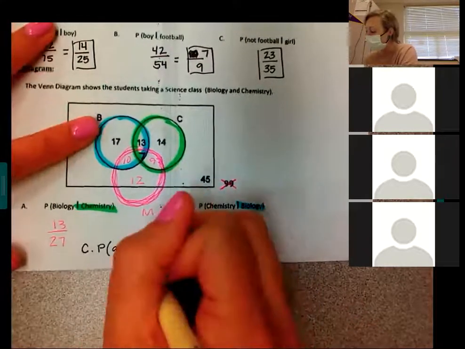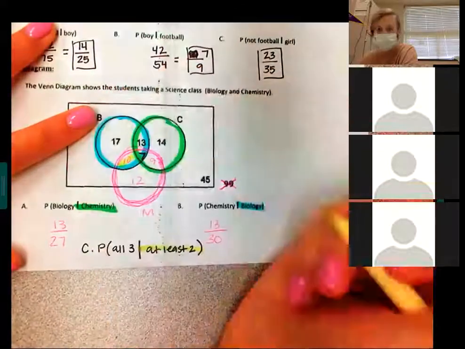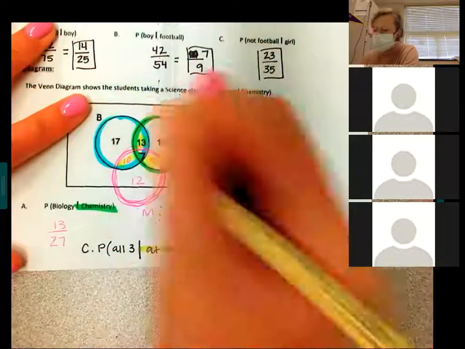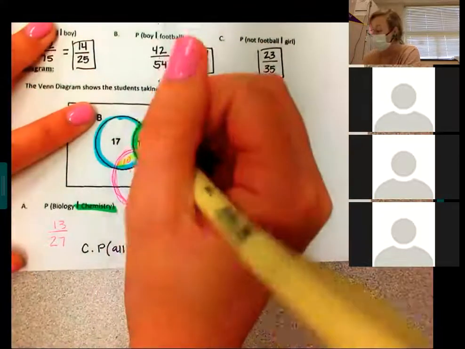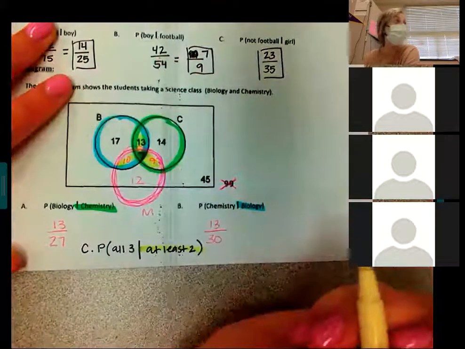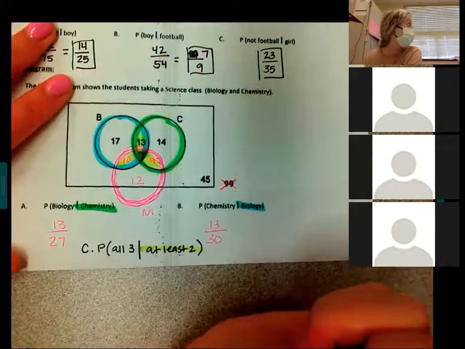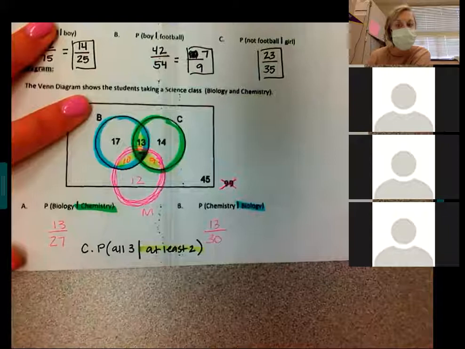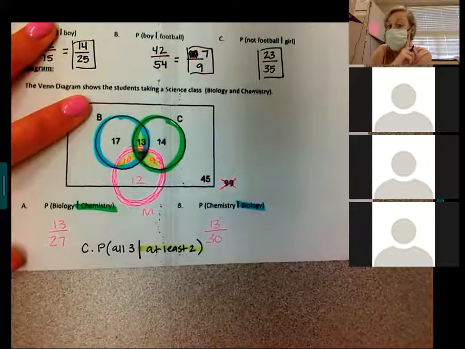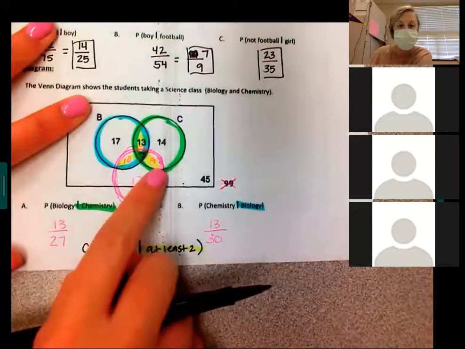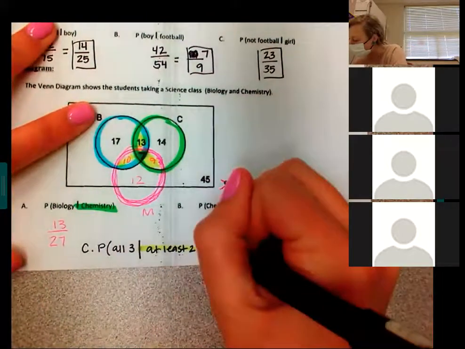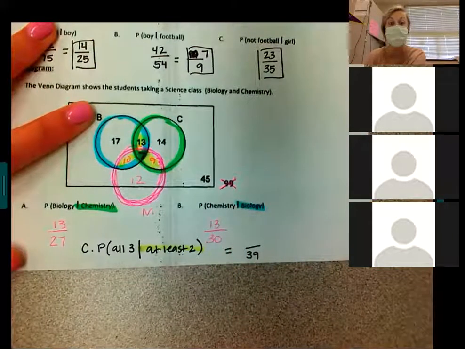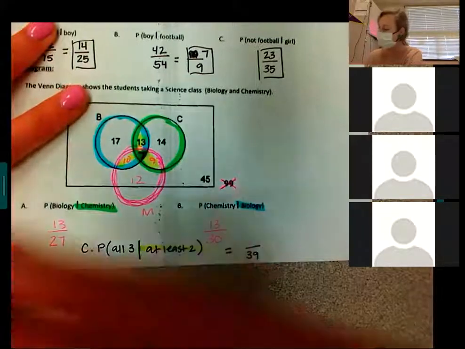The people who take at least 2 classes, these 10 take at least 2. These 13 take at least 2. These 9 take at least 2, right? But also these ones in the middle, they take at least 2. At least means 2 or more, right? So they take all 3. So my at least 2 should be out of what? How much? 39. Let me double check, y'all. That's 23 and 9, which would be 32 plus 7 is 39. Good job. So out of 39 that take at least 2 of the classes, how many take all 3? Very good.